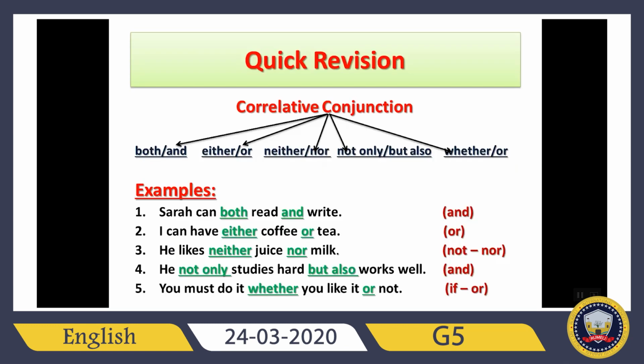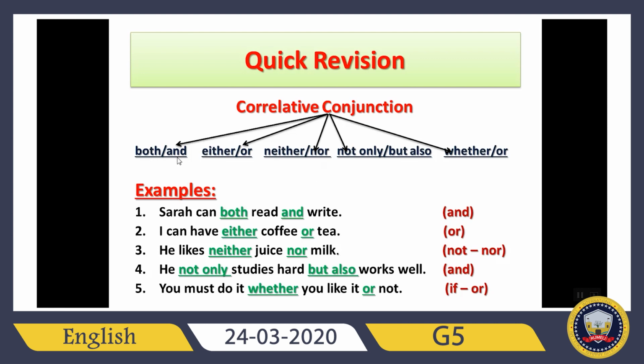Now I want to make a quick revision. We have the correlative conjunctions: both, and; either, or; neither, nor; not only, but also; whether, or. As we said before, don't forget that both just comes with and, either just with or, neither just with nor, not only just with but also, whether just with or. So please pay attention to this point and don't forget it.